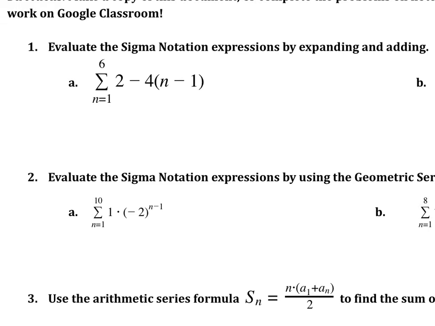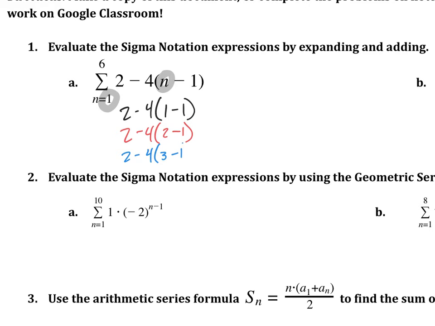Okay, so first problem says expand and add. So I'm going to start with the lower bound and put it in for n right here, see what I get out. I'm going to do that for all of them. 2 minus 4 times 2 minus 1 then. I'm going to go all the way until my n is the same as what's in the upper bound.